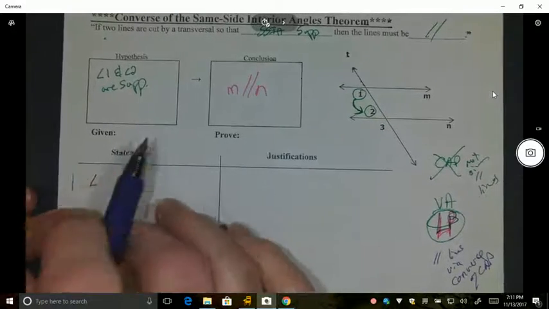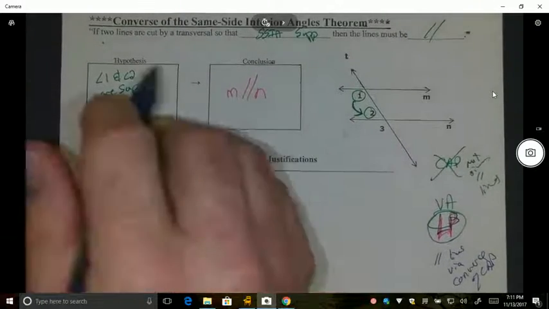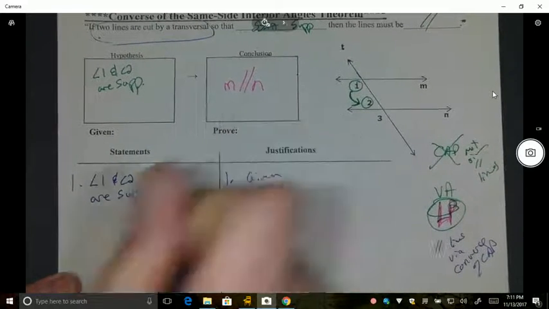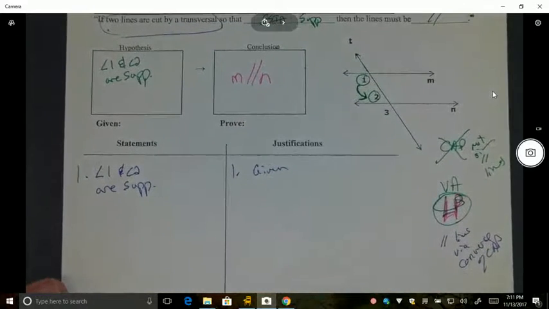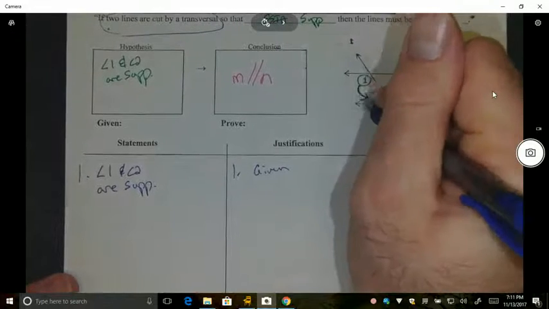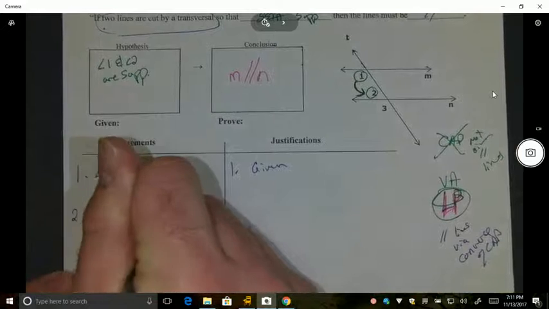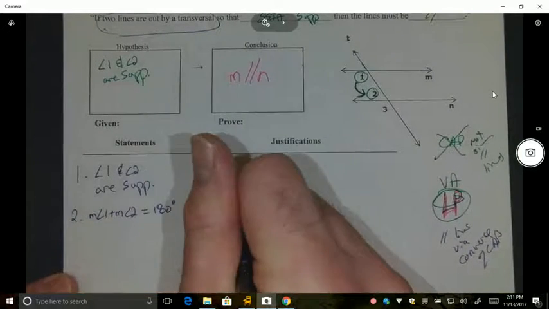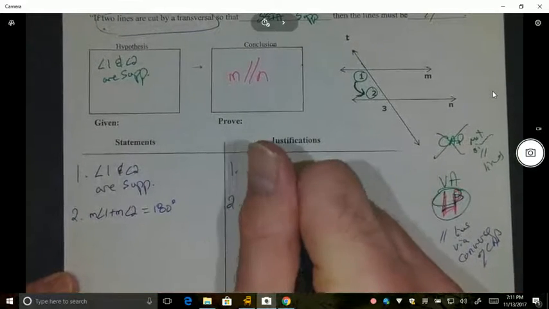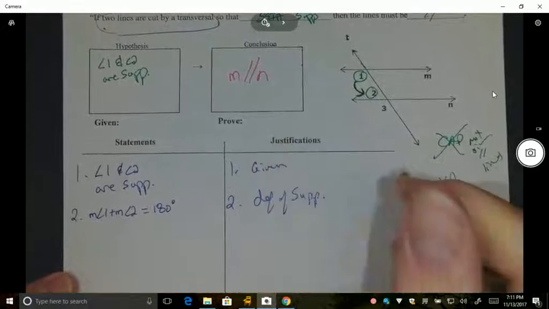The first thing I have is that, first off, we've got two lines cut by a transversal, yada, yada. I'm going to pretend that's in there. Angle 1 and angle 2 are supplementary. Technically, I should have all of that too. That's our given. We're trying to prove the lines are parallel. Well, if they're supplementary, that means that the measure of angle 1 plus the measure of angle 2 adds up to 180 degrees. That's by the definition of supplementary.